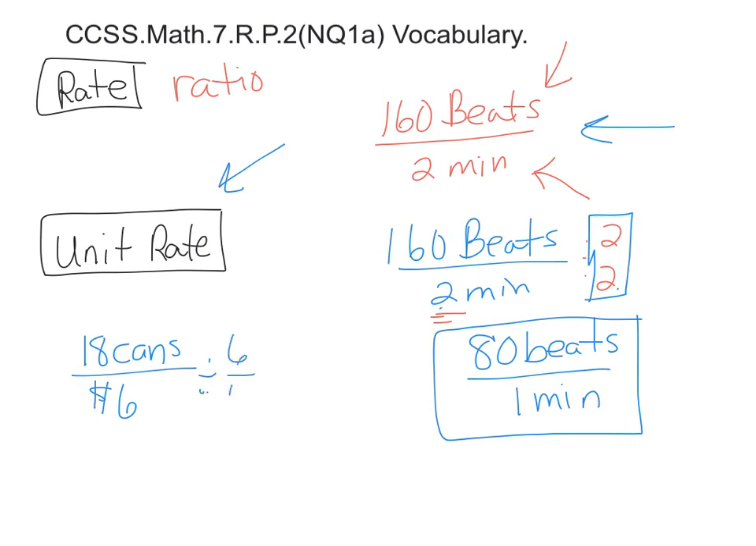We divide by 6 over 6, which is actually a 1. And 18 divided by 6 is 3, and our labels, cans. 6 divided by 6 is $1. So we can get 3 cans for $1. That is the unit rate. But this is the rate.